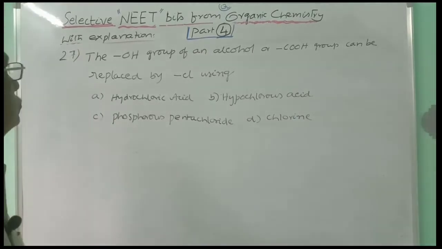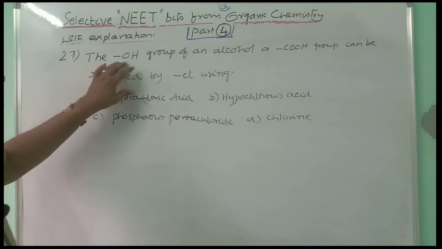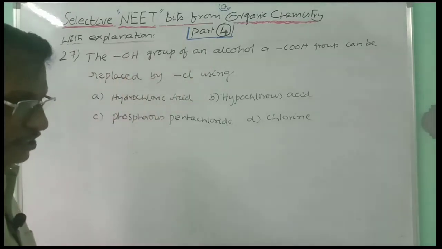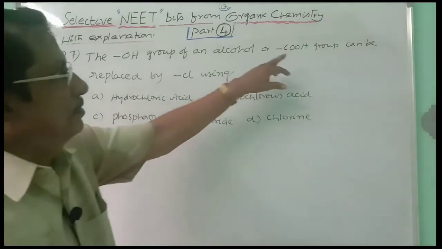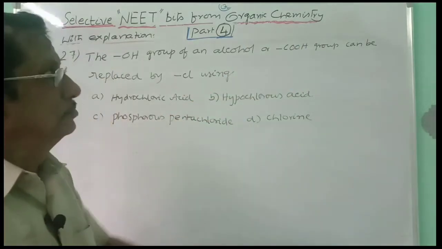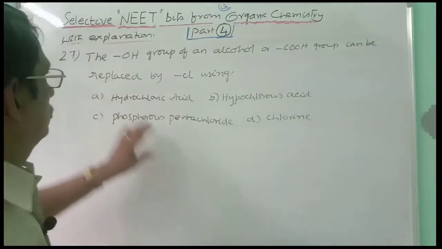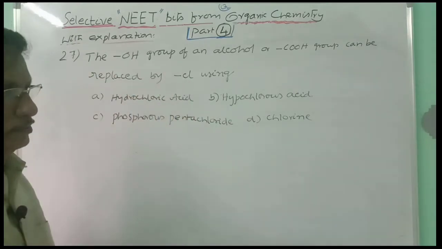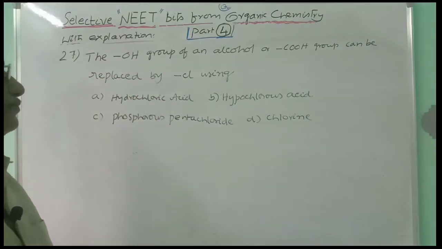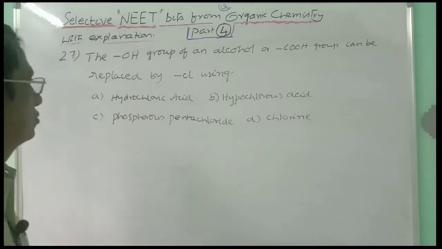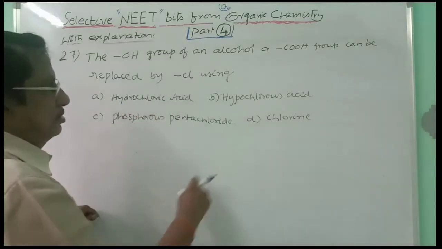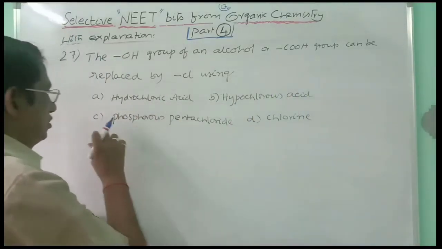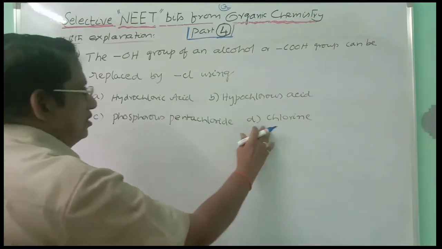Next one, 27. The OH group of an alcohol, ROH, or OH group of COOH group, can be replaced by chloro group by using what? 4 bits are given. A. Hydrochloric acid, B. Hypochlorous acid, C. Phosphorus pentachloride, D. Chlorine.